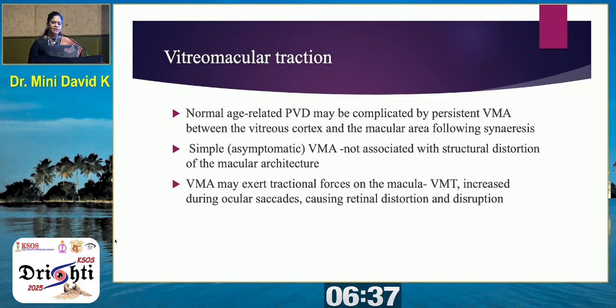Vitreomacular traction. Normal age-related PVD may be complicated by persistent VMA between the vitreous cortex and the macular area following syneresis. Simple VMA is not associated with structural distortion of the macular architecture, but VMA may exert tractional forces on the macula, causing VMT, which increases during ocular saccades, causing retinal distortion and disruption.